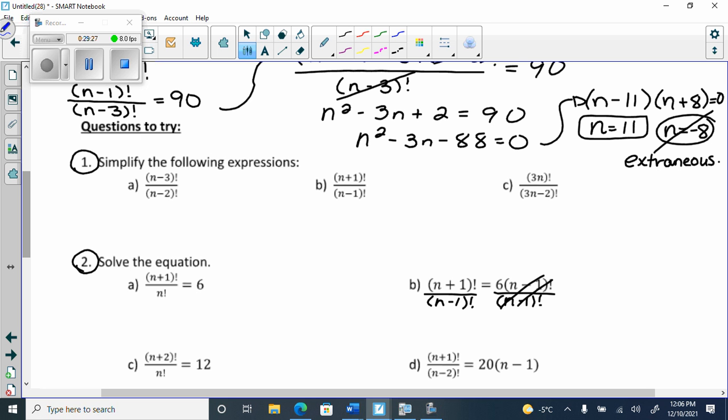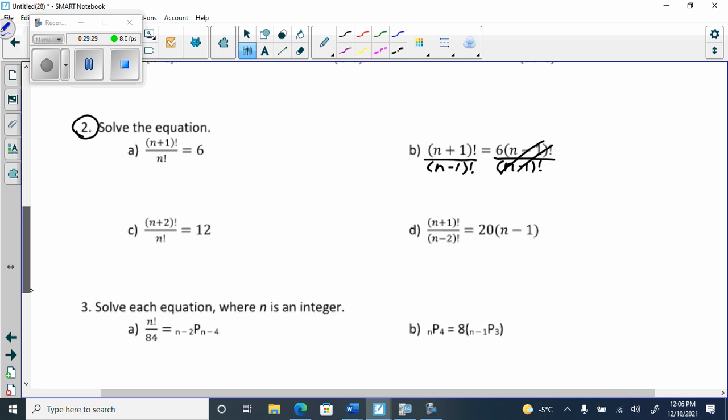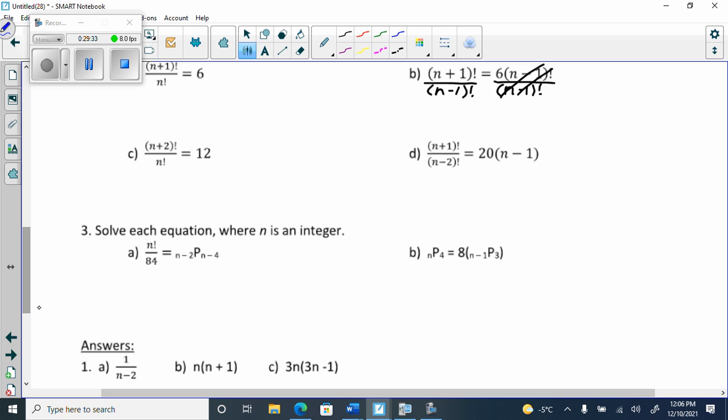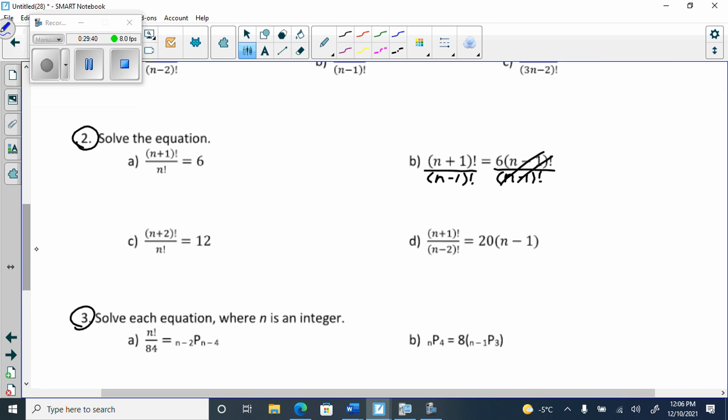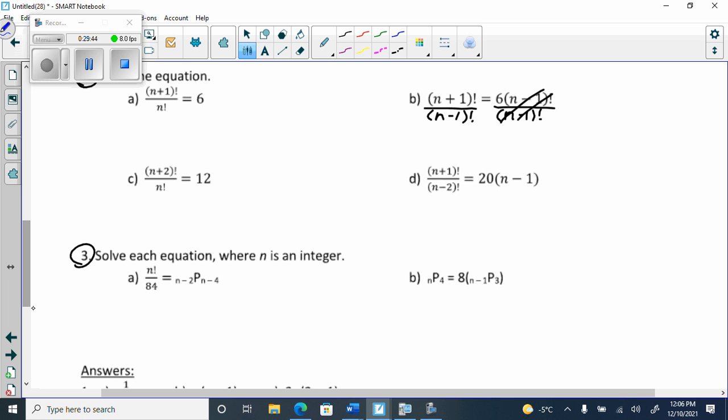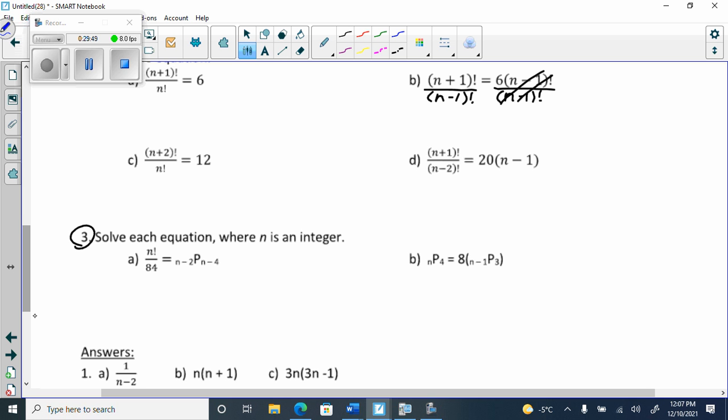All right. 2. And then I just want you to do 3. I took off the ugly ones. Look at me being so nice. I forgot I took them out of the notes. 1, 2, and 3. It's going to be due on the Friday.